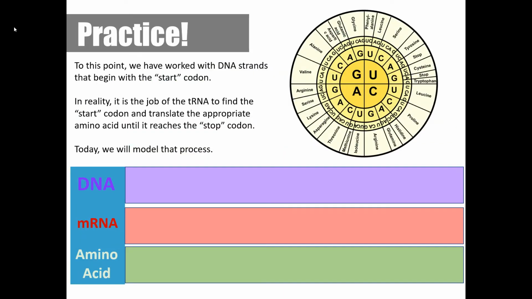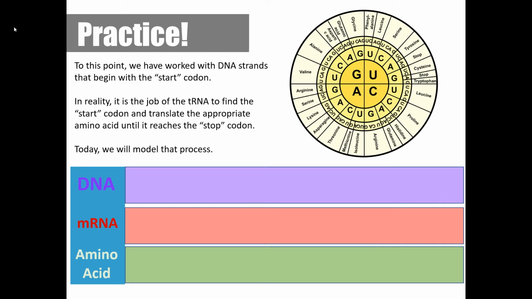Now, to this point, we have worked with DNA strands that just began with the start codon. So you didn't really have to think about it. I did that for simplicity's sake, but that's not really how it works in the cell. In reality, it's the job of the tRNA to find the start codon, and then it has to translate the appropriate amino acid until it gets to what we call a stop codon. The start codon will always be AUG. Anytime you see the sequence of letters AUG, that's the start codon. That's where the tRNA knows to start reading.